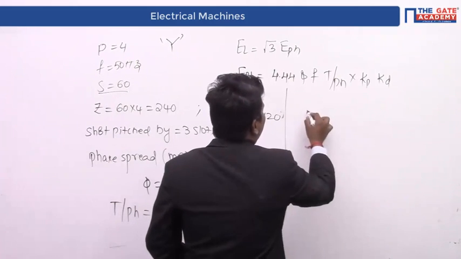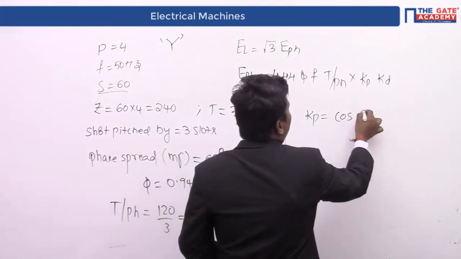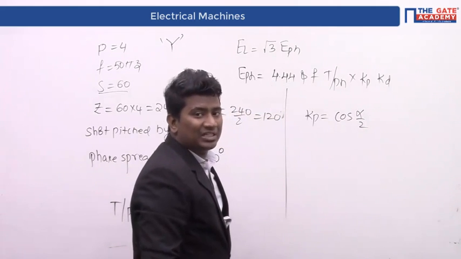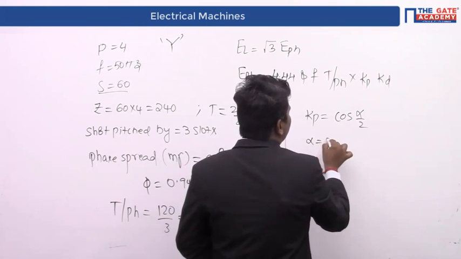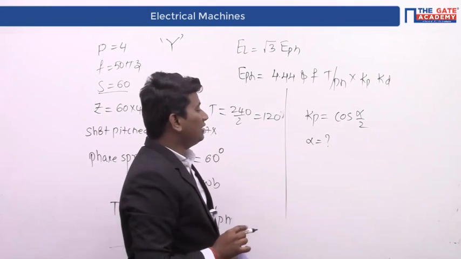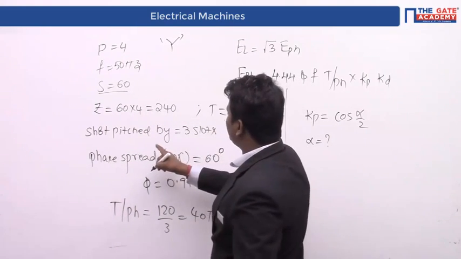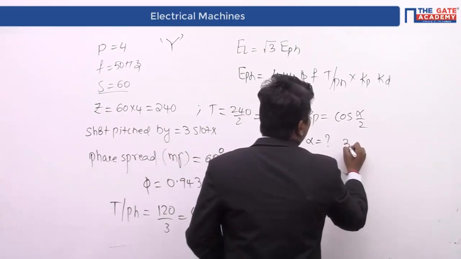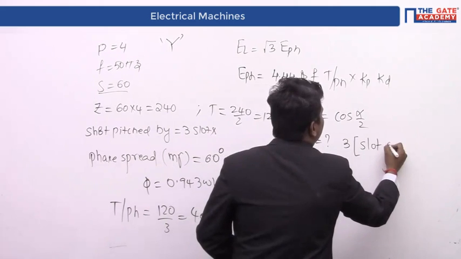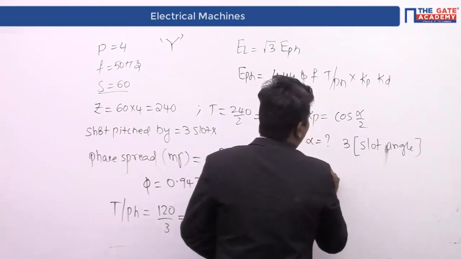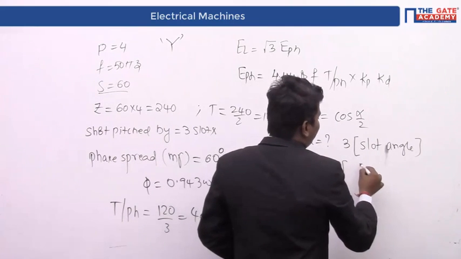What is the Kp? As we know, Kp is nothing but cos alpha by 2. But what is the alpha? We should know that. Alpha is equal to how many? Short pitch by how many slots? 3 slots. So 3 into slot angle. How to find out that slot angle?